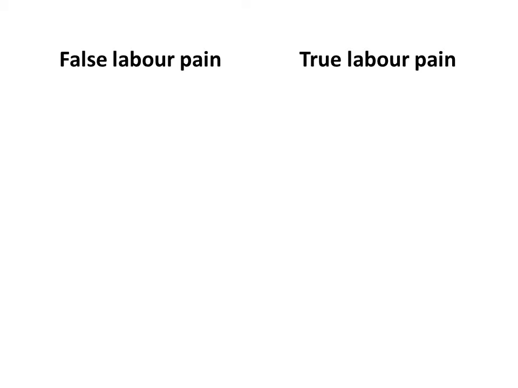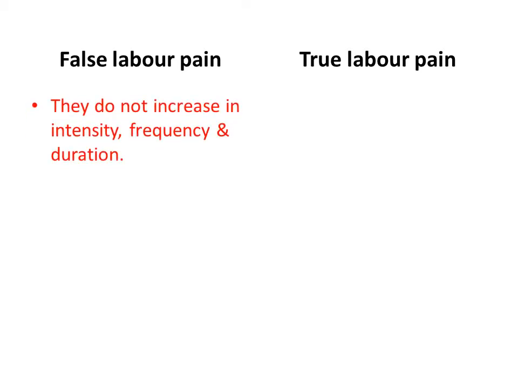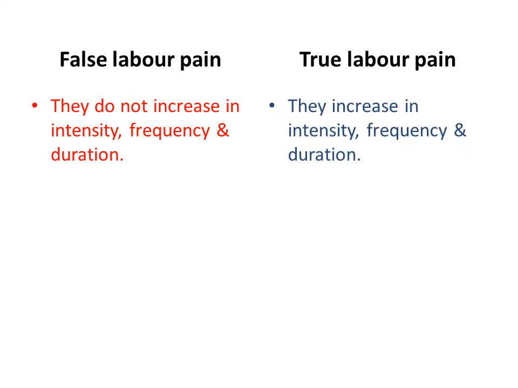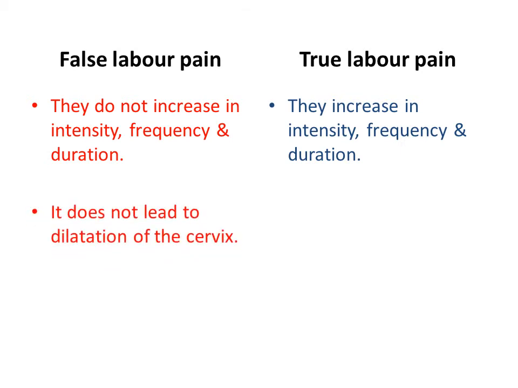In false labor pain, the pain does not increase in intensity, frequency and duration. It remains the same. But with the passage of time, in true labor pain, they will increase in intensity, frequency and duration. As these increase, it will lead to cervical dilation. So in true labor pain the cervix is getting dilated, whereas it does not lead to dilatation of the cervix in false labor pain.